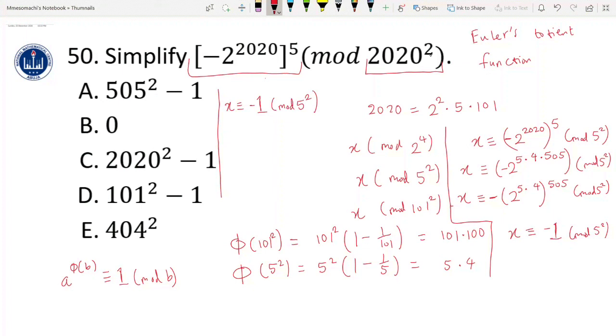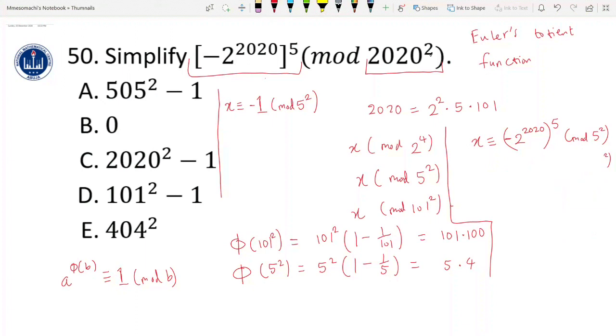Okay. So now I want to find what x is congruent to mod 101 squared. Let's quickly do that. I'll just erase this. The beauty of this is that this cannot really be computed with a calculator. The power is too big, and we just use maths to do it. That's why maths is just beyond calculations. So let's go on and find what x is congruent to mod 101 squared. So x is congruent to negative 2 to the power of 2020.